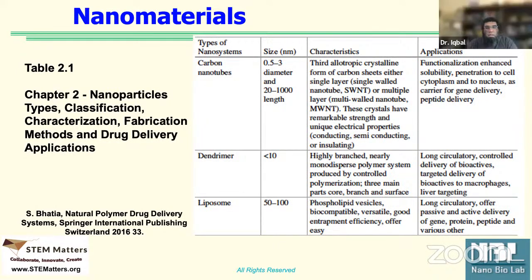The fourth column is the application. There are examples of application given right here. So there are applications that are already out there. We are using liposomes to deliver drugs. They are used as therapy. So there are actual applications of these things which are happening now.